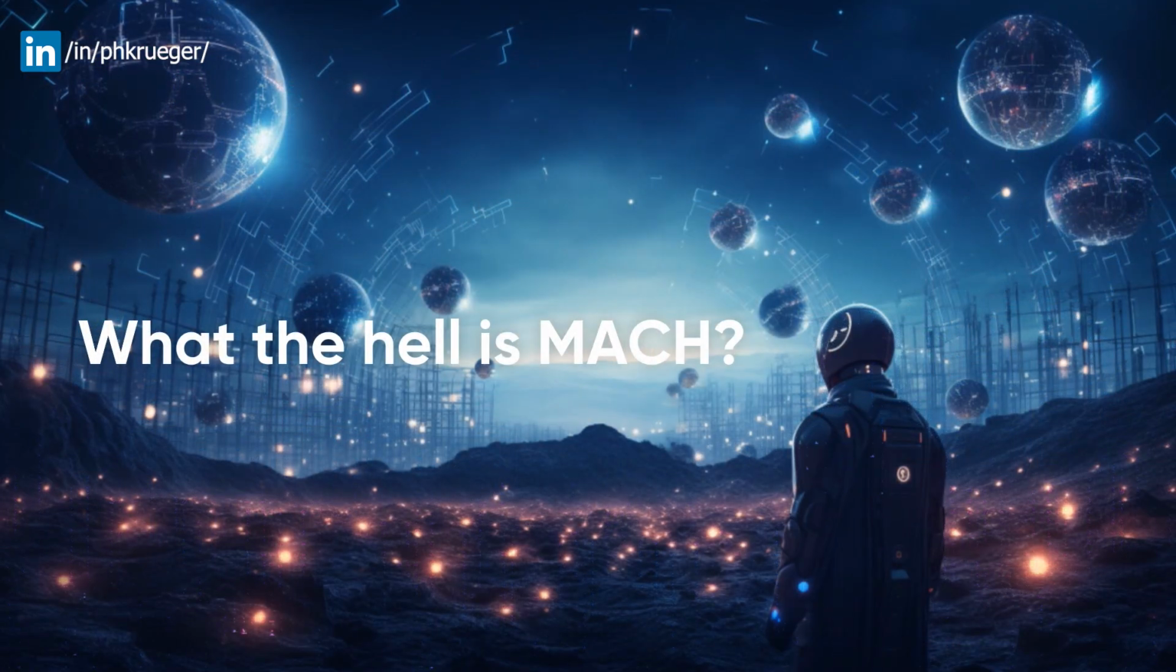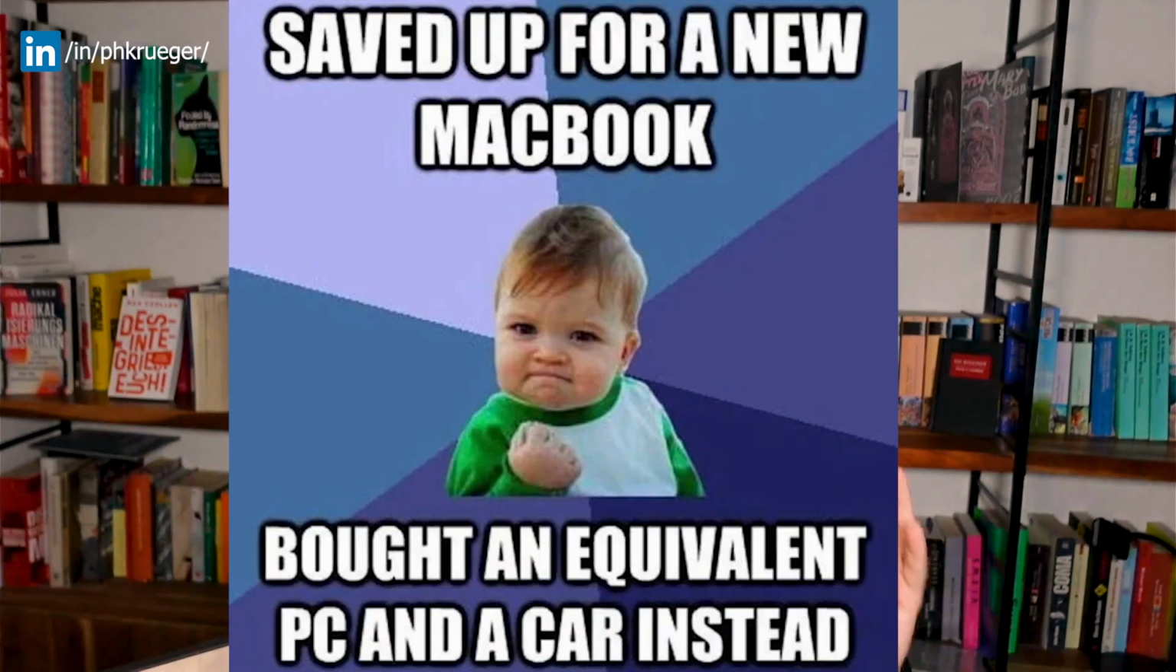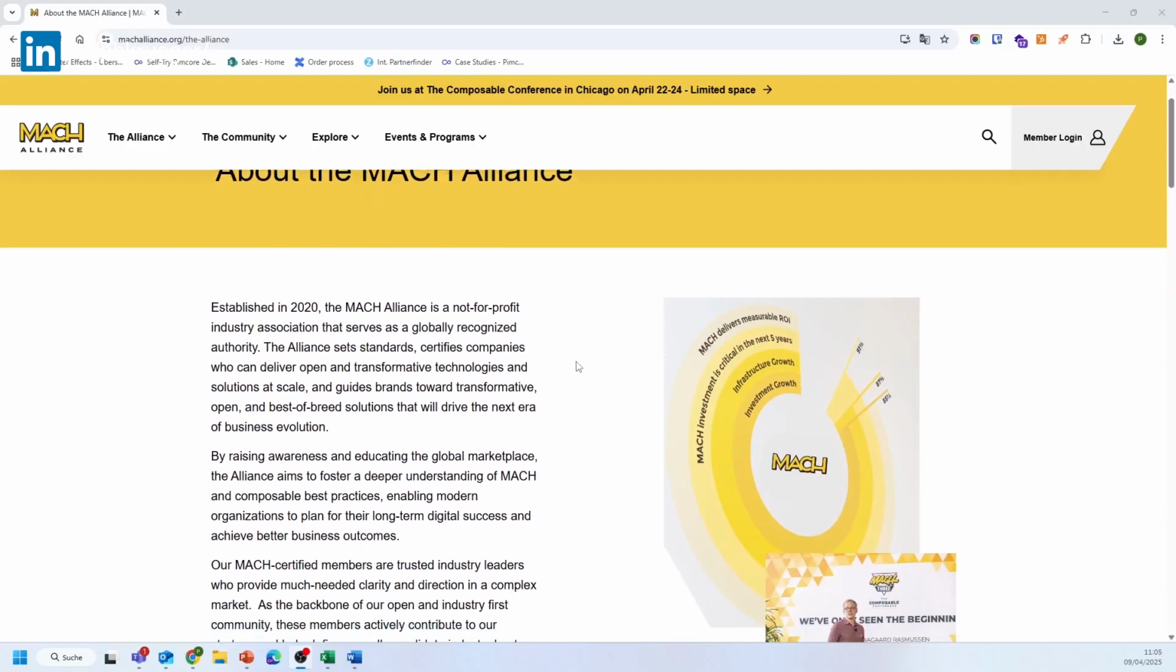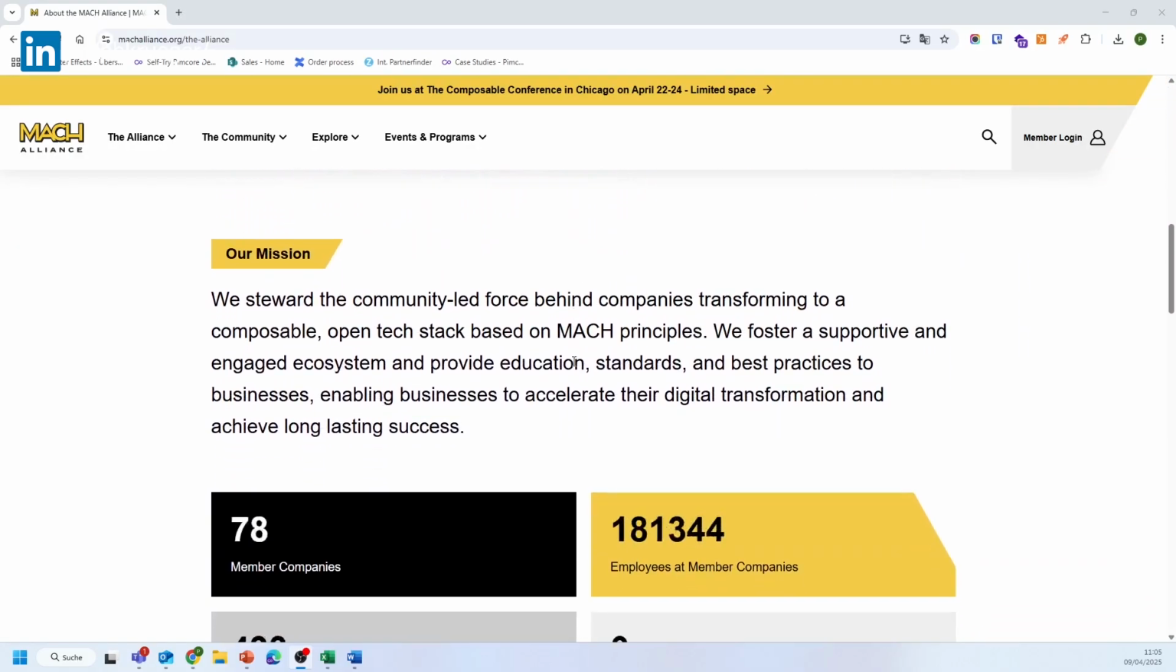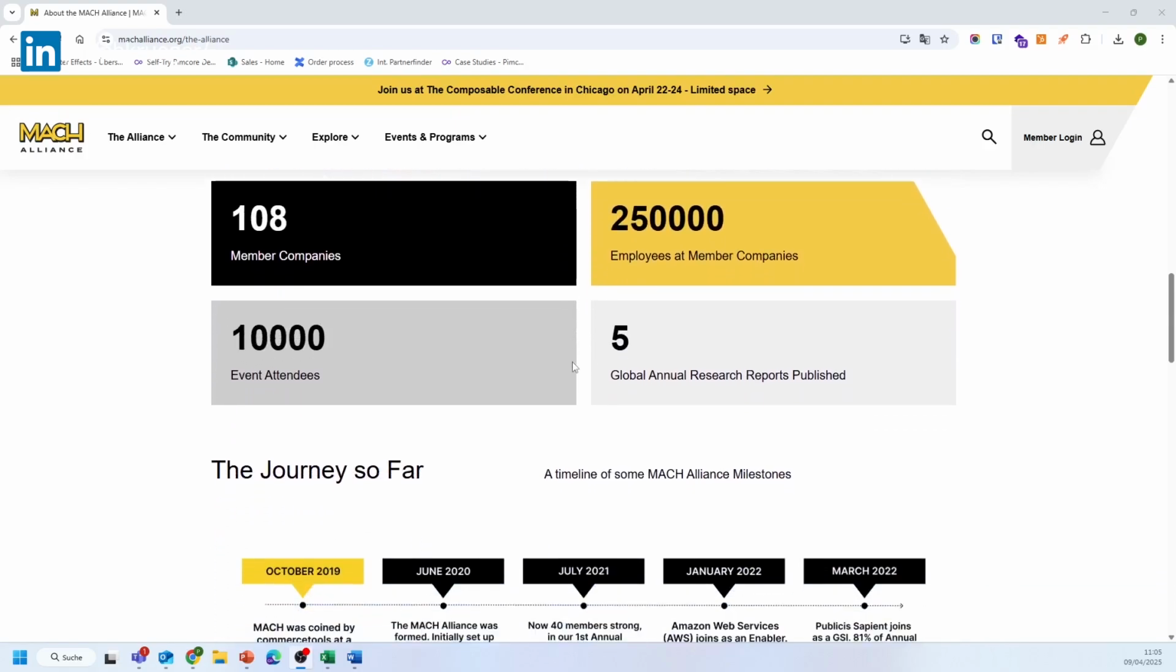Hey folks, so let's talk about MACH. No, not Mac like your overpriced laptop, I mean MACH. Microservices, API first, cloud native, and headless. The holy buzzword cocktail of modern enterprise architecture. It's supposed to be the digital Lego dream. Snap the best parts together and build your perfect stack.